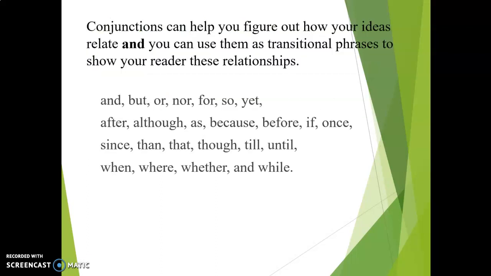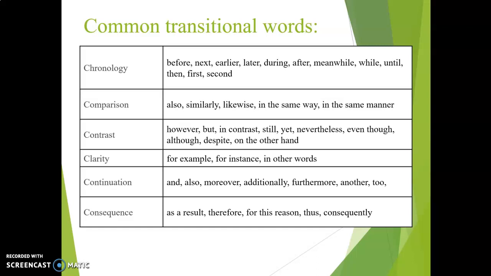Conjunctions can help you figure out how your ideas relate, and you can use them as transitional phrases to show your reader these relationships. So here are some common words that I might use in my essay to transition from one paragraph to the next in a way that shows my reader how my ideas connect. One way I think about it is I want to show my reader where I'm going next and why. Why am I talking about a certain topic? I need to let my reader know. Here are some common transitional words that you can find very useful in writing.